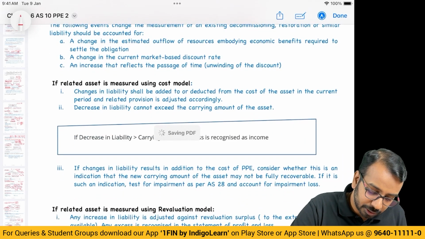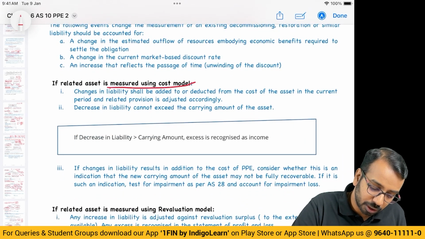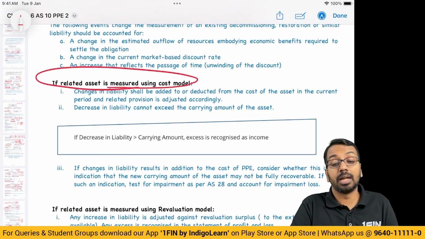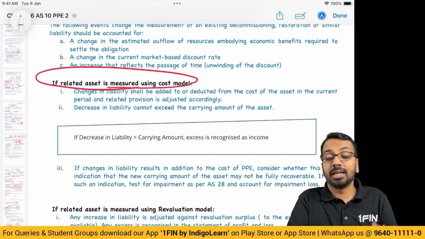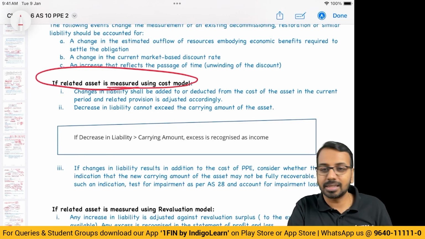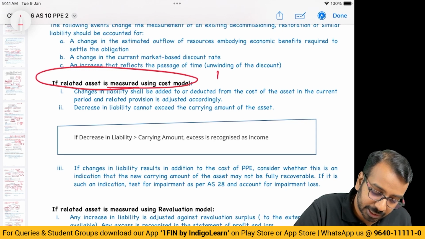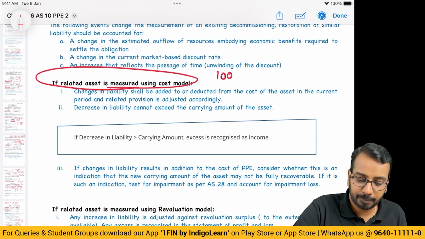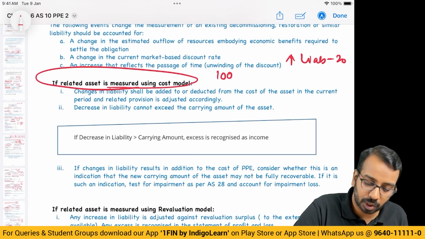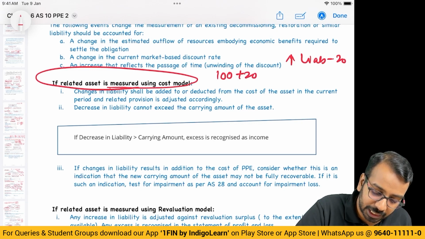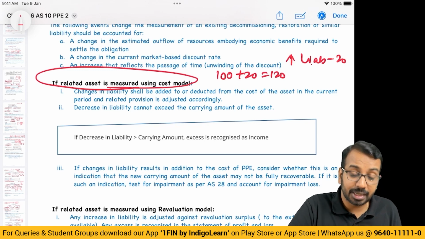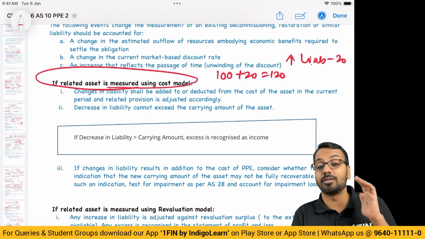if you are measuring the asset using the cost model, if there is an increase in liability, increase the value of the asset. If there is a decrease in liability, decrease the value of the asset. For example, the asset is at 100. I have to increase the liability by 20. So what will I do? I will make 100 plus 20, 120, and I'll increase the liability. If this liability I have to reduce, I will reduce the value of the asset.